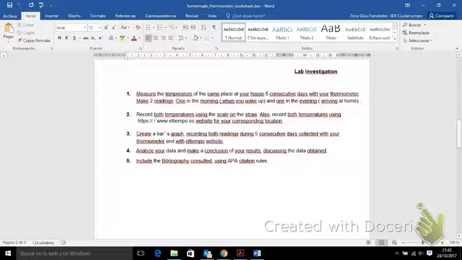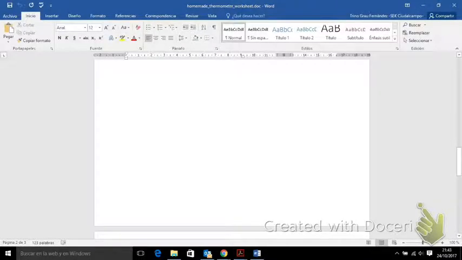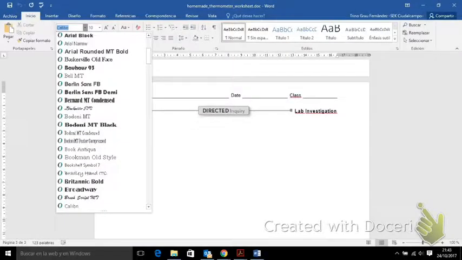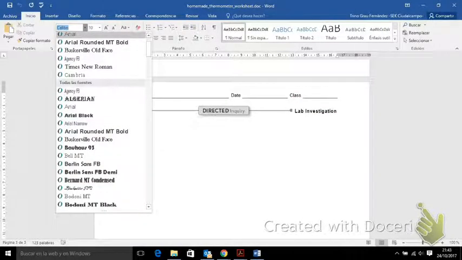Then you need to create a bar graph. Well, actually you need to create 2 bar graphs, as I will explain now, and you need to analyze the data and make a conclusion, discussing the data obtained, and finally evaluate the method, the limitations and future research, and include the bibliography you consulted, any bibliography, using the APA citation rules. So I'm going to explain what you need to include in the assessment. So first of all, you need to change to Arial 12.